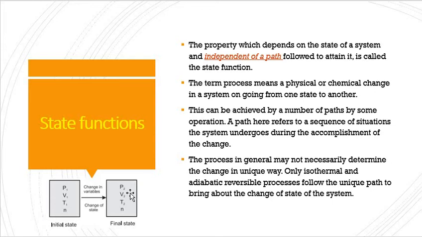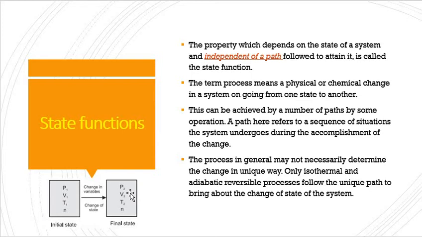And the term process means a physical and chemical change in a system on going from one state to another state. It may be attained by taking only a single step. It may be attained by taking a number of steps, or you can say a number of paths. And path here refers to the sequence of the situations the system undergoes during the accomplishment of change. And the process in general may not necessarily determine the change in a unique way.